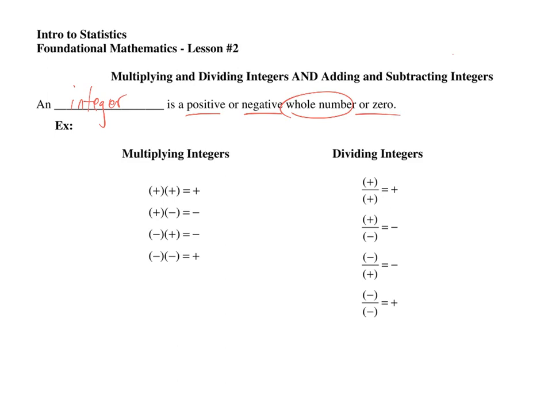Alright, so multiplying integers, good properties to remember. Positive times a positive is positive. Negative times a negative is positive. Whenever you have two different signs together and you're multiplying, you end up with a negative. And when you're dividing integers, the same properties apply. Positive, positive, you get positive. Negative, negative, you get positive. And if you have one of each, you end up with negative.